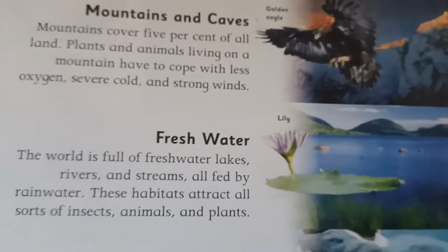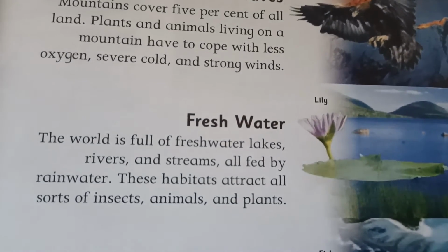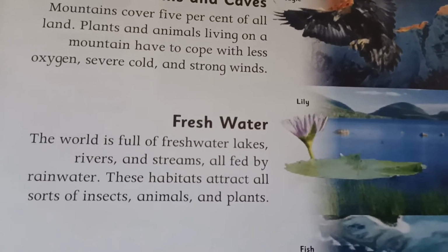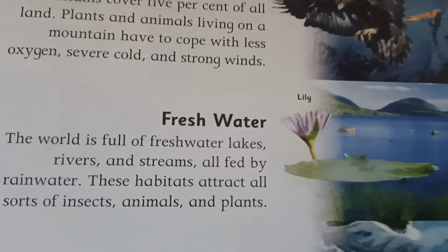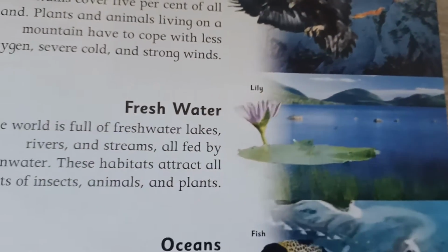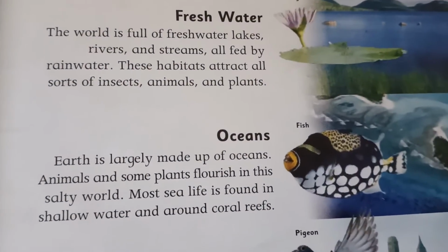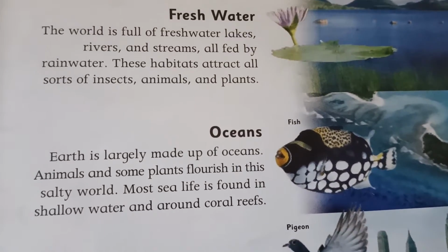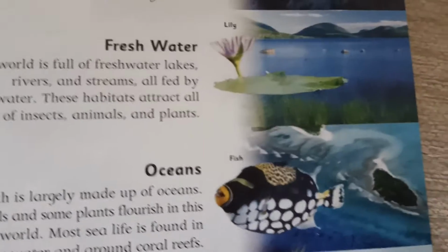Golden eagles. Then comes fresh water. It is not seawater, it is sweet water. The world is full of freshwater lakes, rivers, and streams, all fed by rainwater. These habitats attract all sorts of insects, animals, and plants. Sea lily, and then come oceans. Earth is largely made up of oceans. Animals and some plants flourish in this salty water. Most sea life is found in shallow water and around coral reefs.